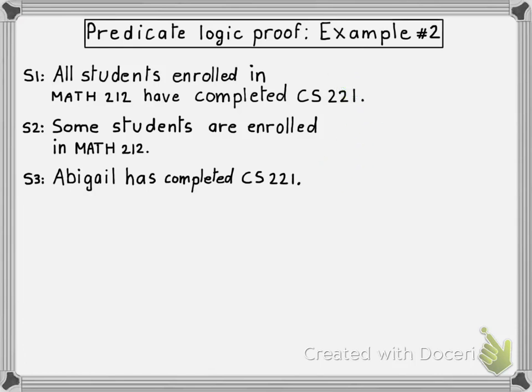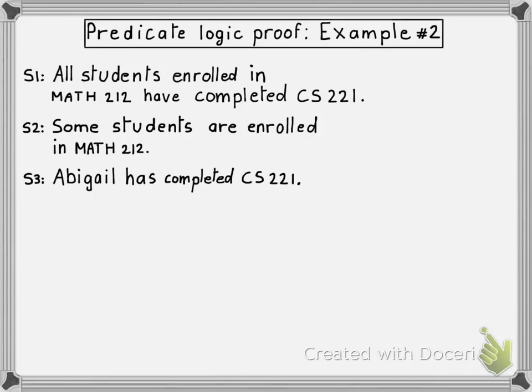So that's a little strange, unless of course we had a statement that said, for example, everybody in the universe, that means every student, has completed CS 221. Then it wouldn't be surprising that we can infer something about any specific student like Abigail. But at least we don't have such a general statement about everybody having completed 221.